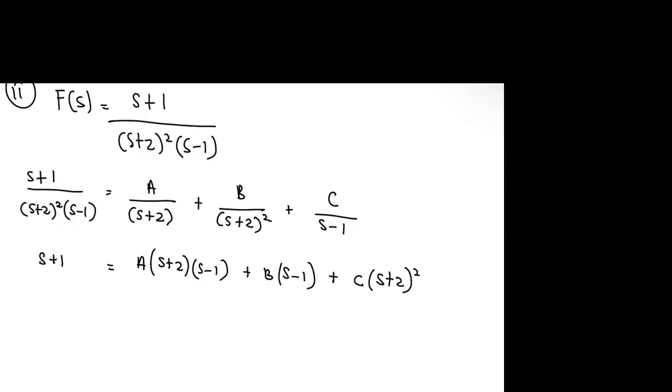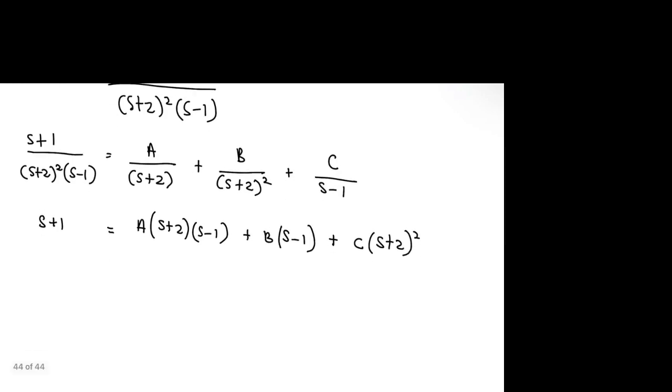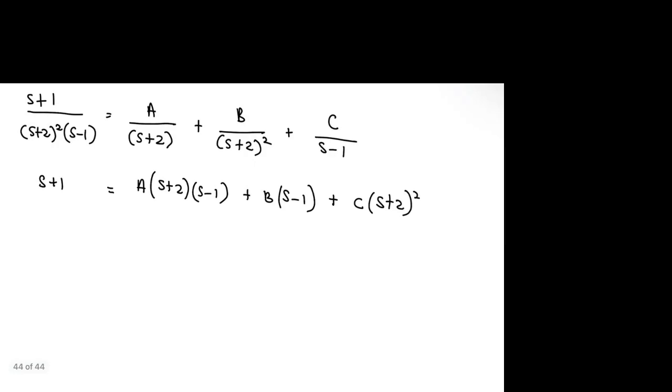Okay, correct. Now, find A, B, and C. If you want to find A, B, and C, as I told you earlier, you have two methods. Method 1, you expand this. Expand S plus 2 times S minus 1, so you get one quadratic. S minus 1 times B, you get one linear. This one you have squared, so expand it, then make the S terms equal to whatever S you have, and the constants equal to whatever constant you have, and then do the simultaneous equations.